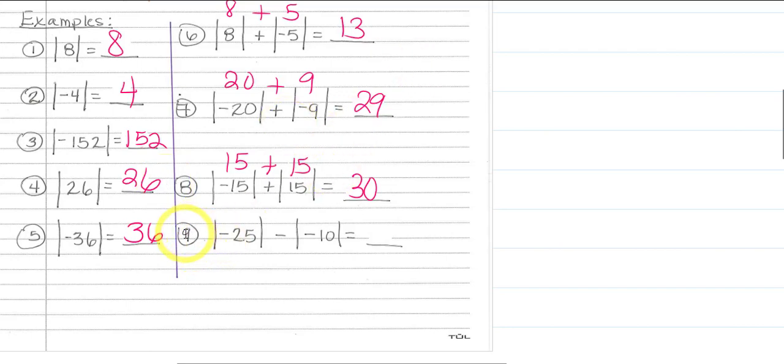So for number 9, I hope you caught the difference there. These two absolute values are not being added, they're being subtracted. So I simply will have to subtract their absolute values. The absolute value of negative 25 would be 25, minus the absolute value of negative 10, which is 10. And I would just subtract those. 25 minus 10 would give me 15.